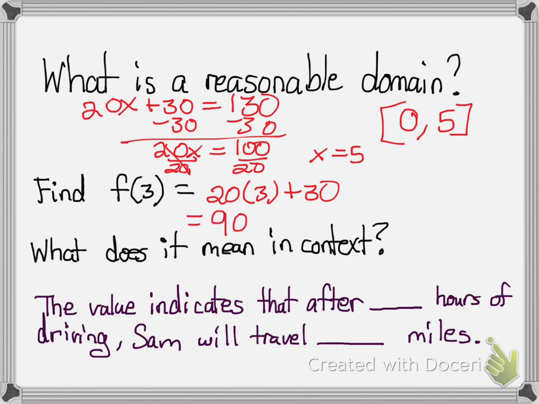Now, what does this actually mean in context? Well, the 3 is in place of x, and we just said that x represents the number of hours. So that means after 3 hours, Sam already drove 90 miles. So the value indicates that after 3 hours, Sam will travel 90 miles.